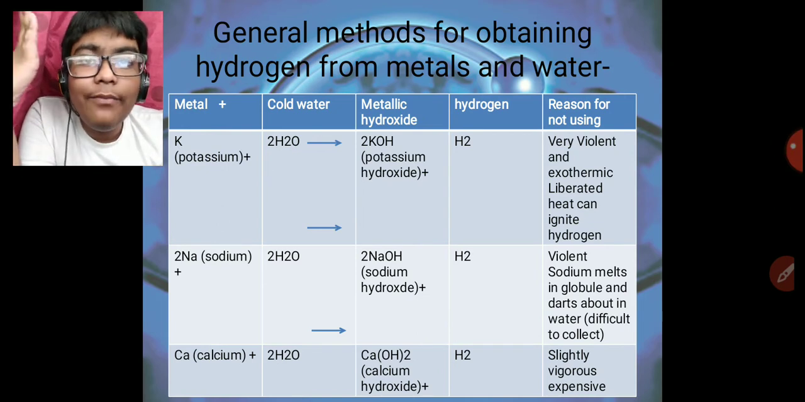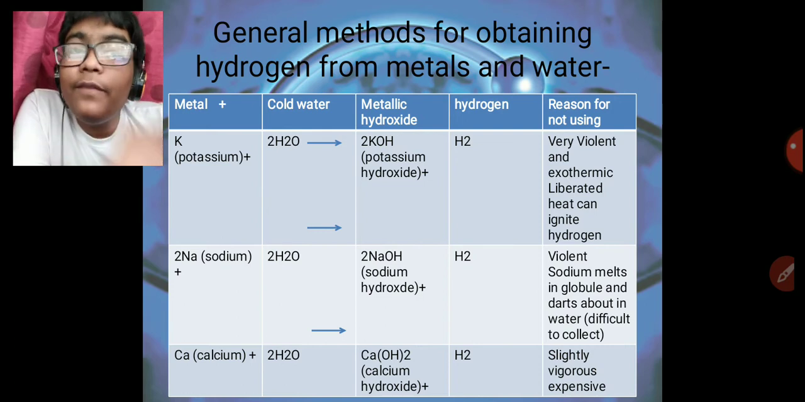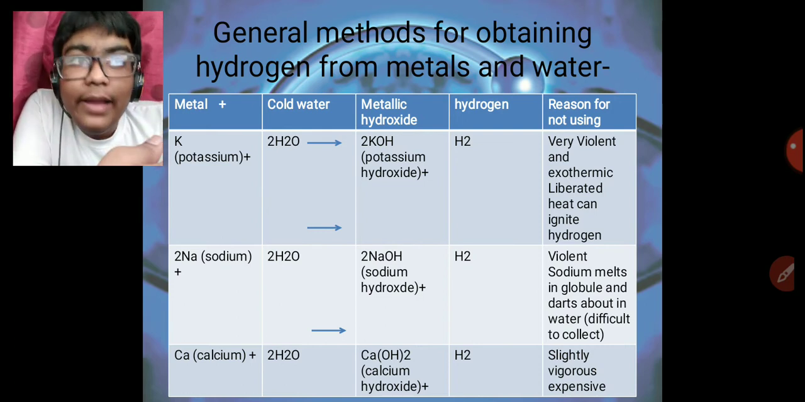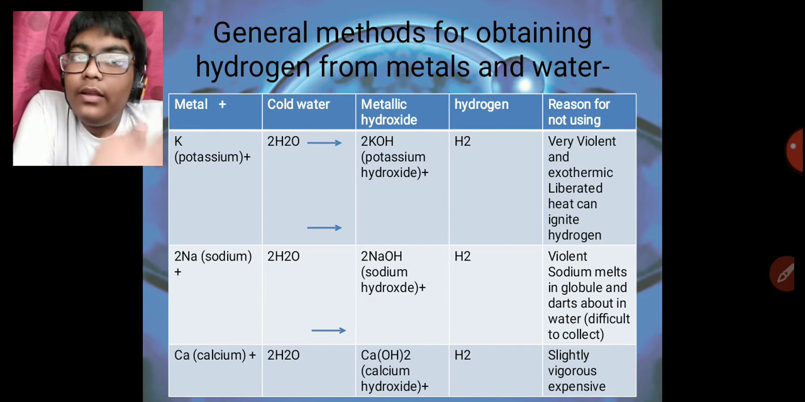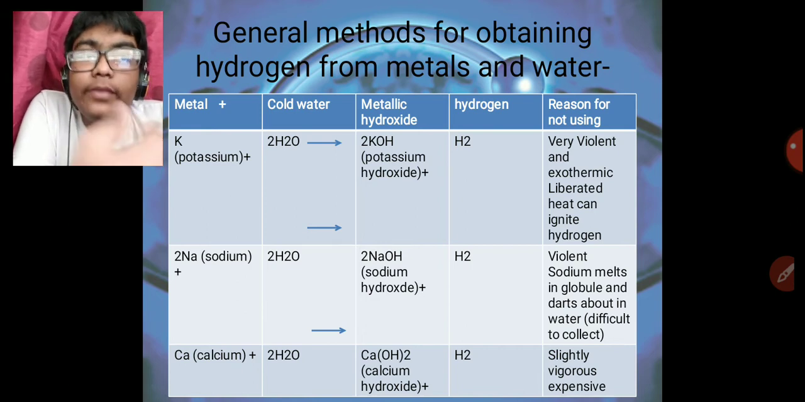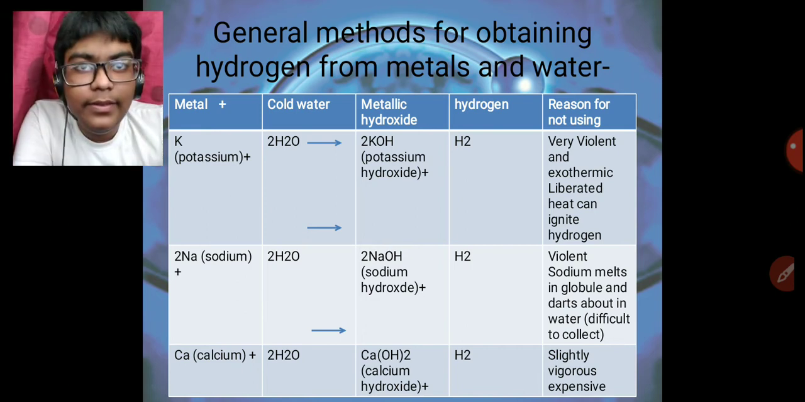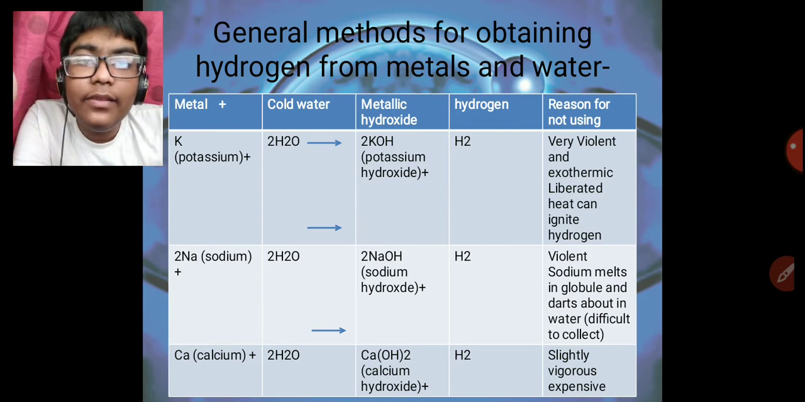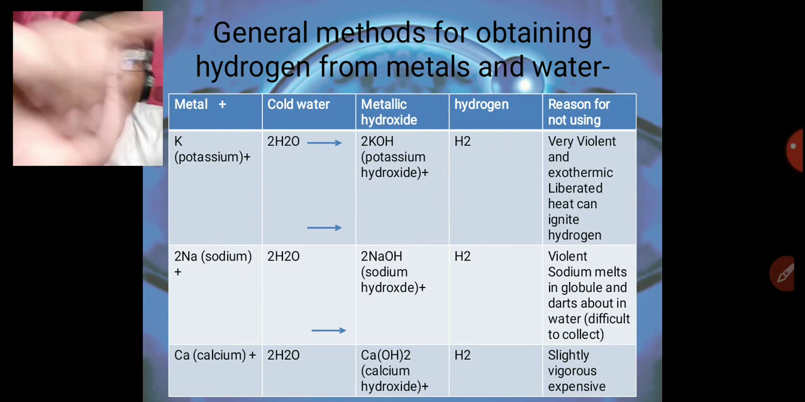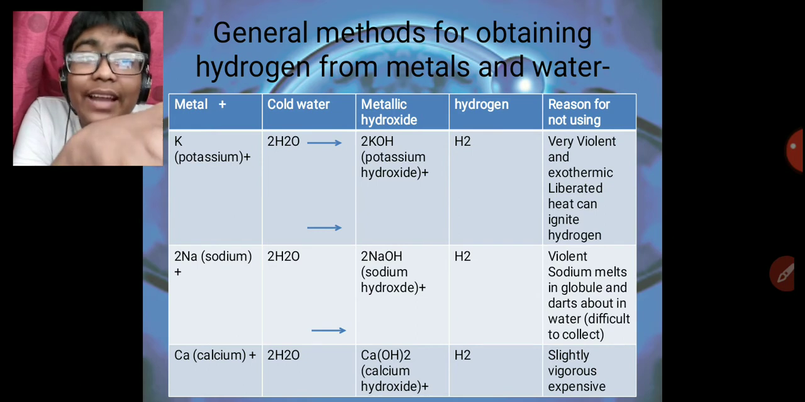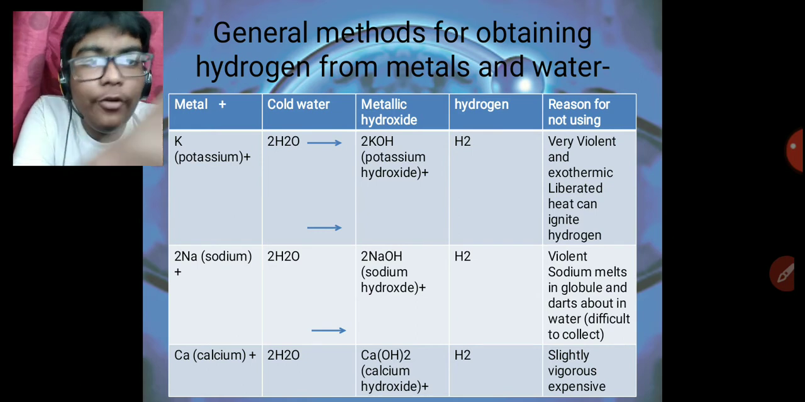So you have various chemical reactions through which you can obtain hydrogen. First is the reaction of metal and water. Here we will go by the activity series of metals. First metal in the activity series is what? Potassium. Potassium reacts with cold water and gives you potassium hydroxide and hydrogen.